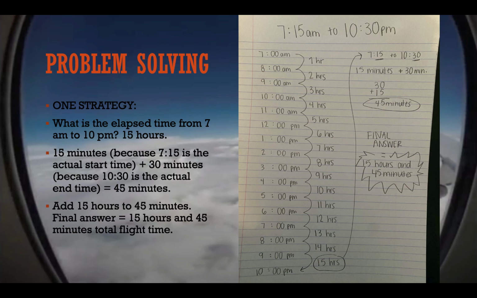Now we still have some minutes left over because we didn't leave at 7 a.m. and we didn't arrive at 10. We left at 7:15 and arrived at 10:30. So from 7:15 we've got 15 minutes we need to add in, and from 10:30 we've got 30 minutes we need to add in. So if you add those together, 30 minutes plus 15 minutes, you're going to get 45 minutes. So we need to add 45 minutes to those 15 hours to get a final answer of the flight time was 15 hours and 45 minutes. So the final answer is 15 hours and 45 minutes of total flight time.